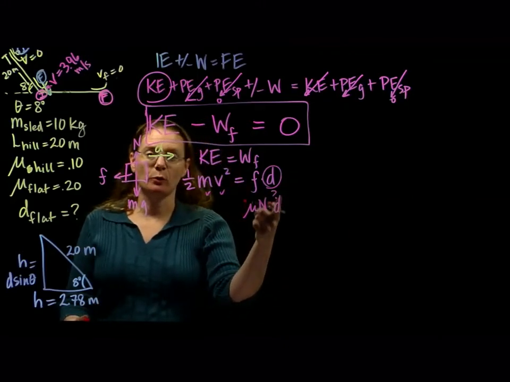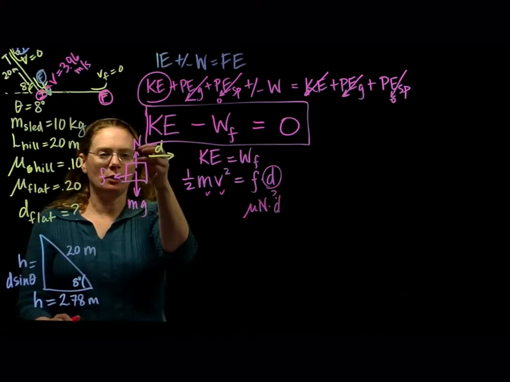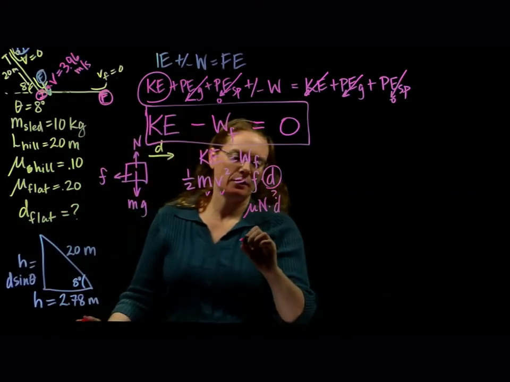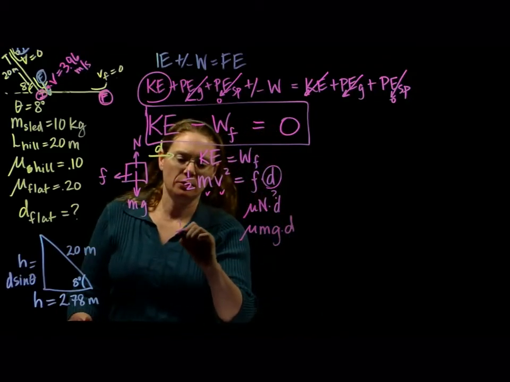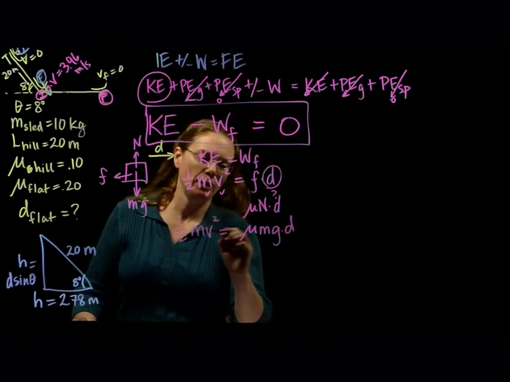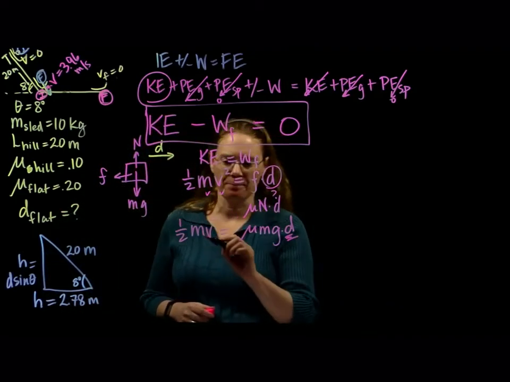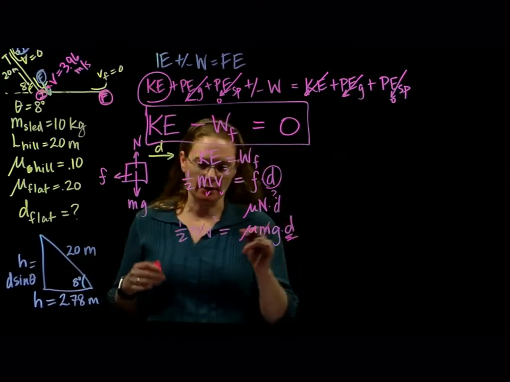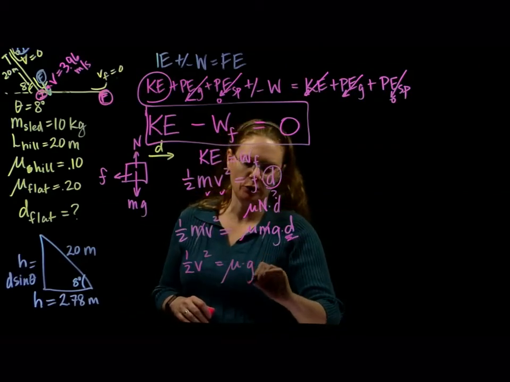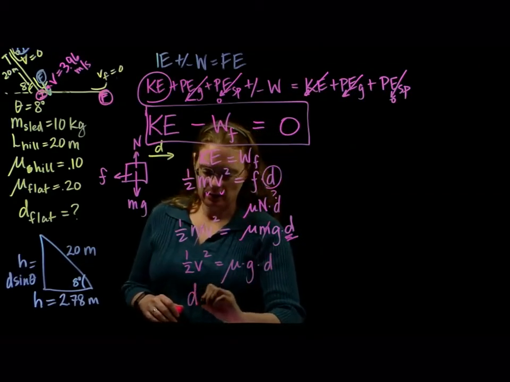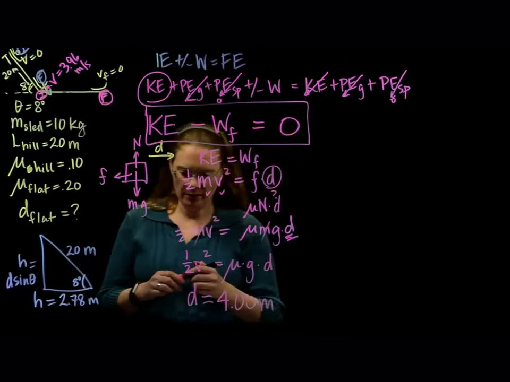What's our normal force? Well, in this case, go back to the force diagram. The normal force up has to equal the downward force. This is a straightforward normal equals weight. So 1/2 mv squared equals mu mg times the distance. And we are looking for this right here. Again, two terms, mass in each. So 1/2 velocity squared equals mu times g times our distance. And if you do the math, you get a distance of 4 meters.